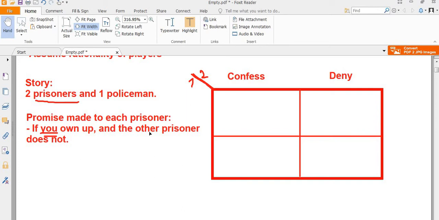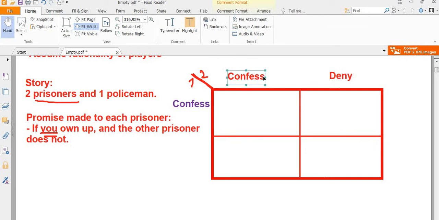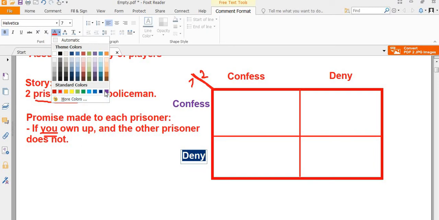Of course, since the policeman did not catch the prisoners red-handed, they cannot arrest the prisoners if the prisoners do not confess. So they have to wait for some other evidence, or wait for another fine day where the prisoners again make another mistake, and they'll have to leave the prisoners if the prisoners actually deny the crime that they have supposedly committed.